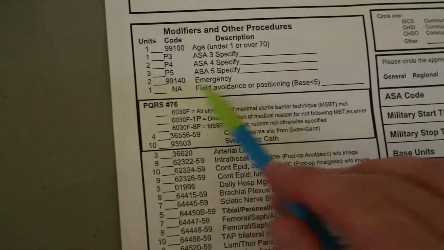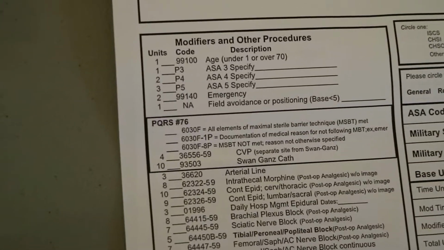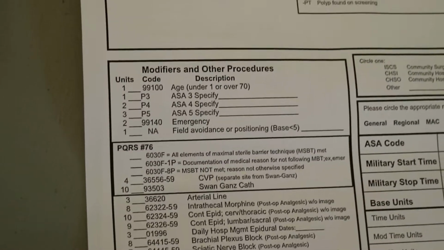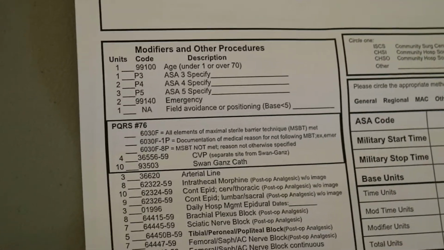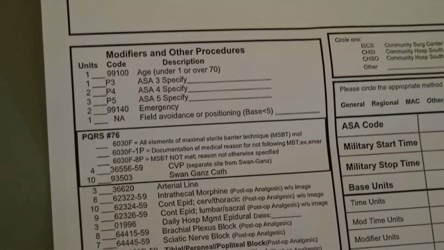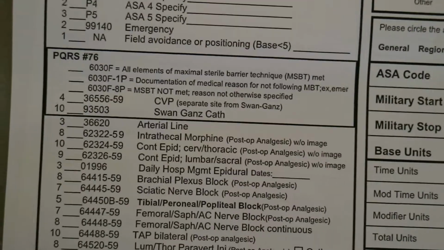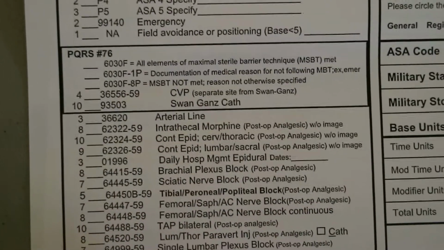If you do circle emergency, know that it's only in the middle of the night, or if it's a case that would bump another case. If a surgeon can sit on it for more than an hour or two, then it's truly not an emergency. So again, middle of the night, or if it would bump a case. Fill out this section if you do place a central venous catheter. Also do not forget if you placed an arterial line.